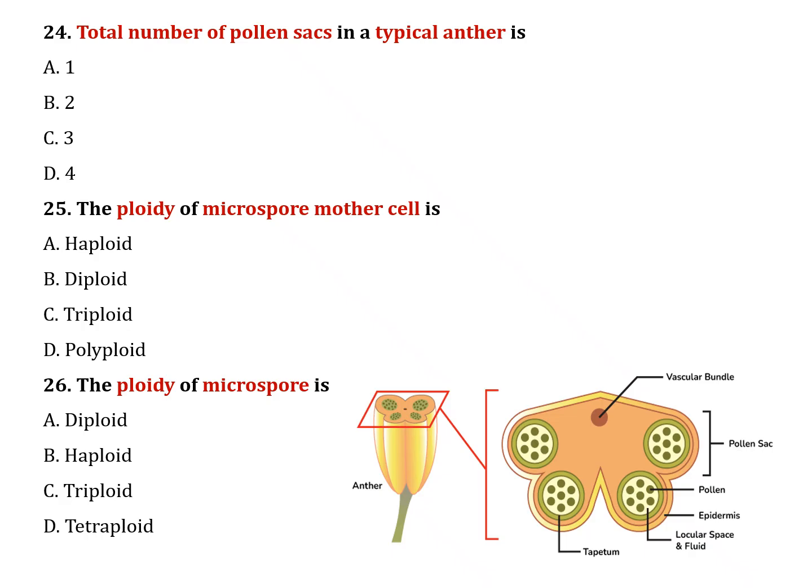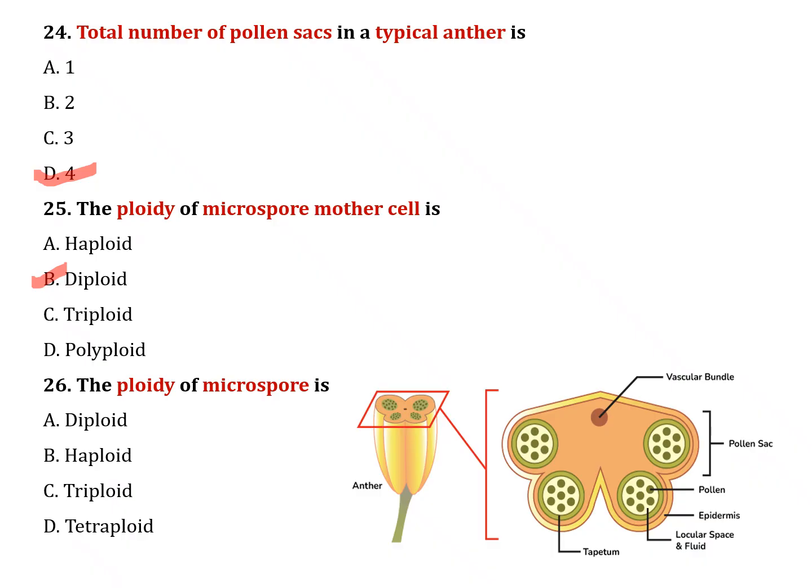The next question, number 24. Total number of pollen sacs in a typical anther is: option A, 1; option B, 2; option C, 3; option D, 4. Correct answer is option D, 4. The next question, number 25. The ploidy of microspore mother cell is: option A, haploid; option B, diploid; option C, triploid; option D, polyploid. Correct answer is option B, diploid.